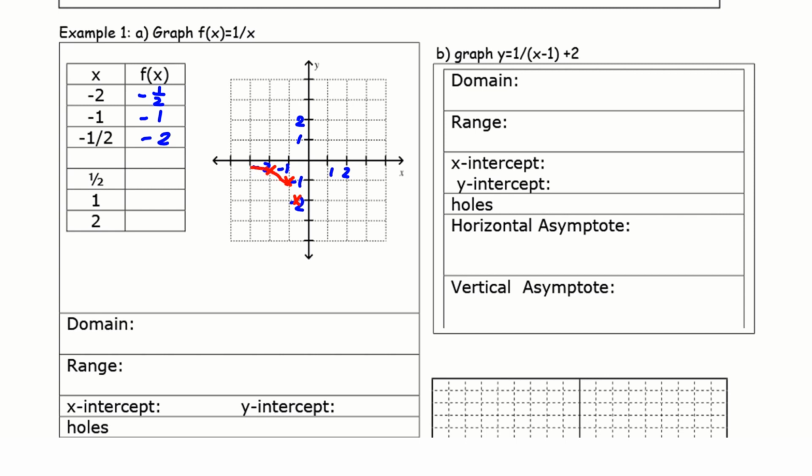So we connect these 3 points. This is one branch of the reciprocal function, and we also do the positive x values. So 1 over 2, flip it, is 2. 1 divided by 1 is 1. 1 divided by 2 is 1 over 2. So we are going to have the points 1 over 2, 2, then 1, 1, then 2, 1 over 2. Then we have another branch.